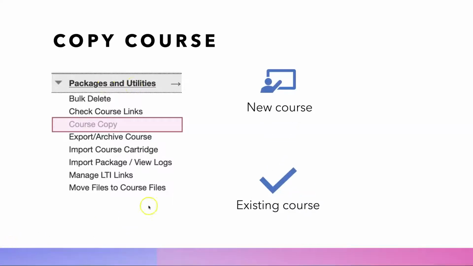When we are ready to copy the course into a new term, we select the course copy option from the menu for packages and utilities. We can either copy the contents into a brand new course or an existing course. Most of us are likely to use the option for existing course since the course shells for the new term are already set up in Blackboard. In either case, we will have the option to indicate which course components get copied or select the option to make an exact copy of the current course.